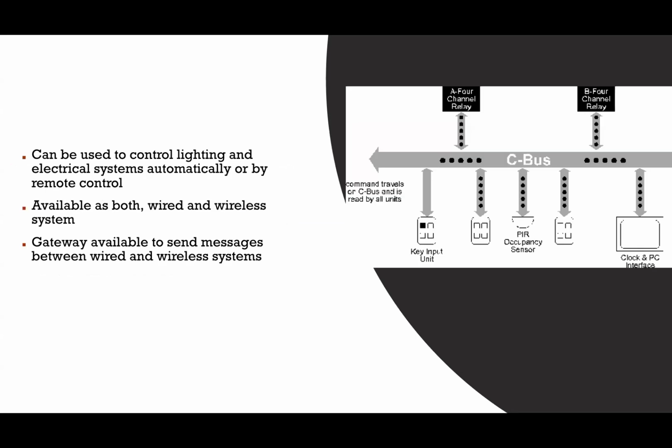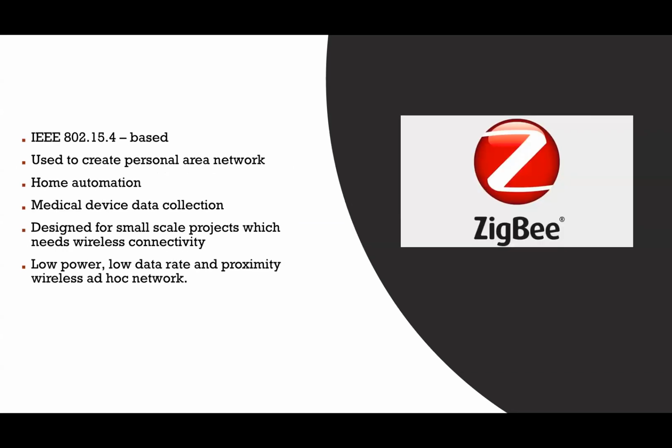Okay. The other one is C-bus. The C-bus system can be used to control lighting and other electrical systems and products automatically or via remote control systems, and can also be interfaced to a home security system. The C-bus system is available in a wired version and a wireless version, with a gateway available to allow messages to be sent between wired and wireless networks. The third one is ZigBee. ZigBee is the research project of IEEE, under standard 802.15.4.